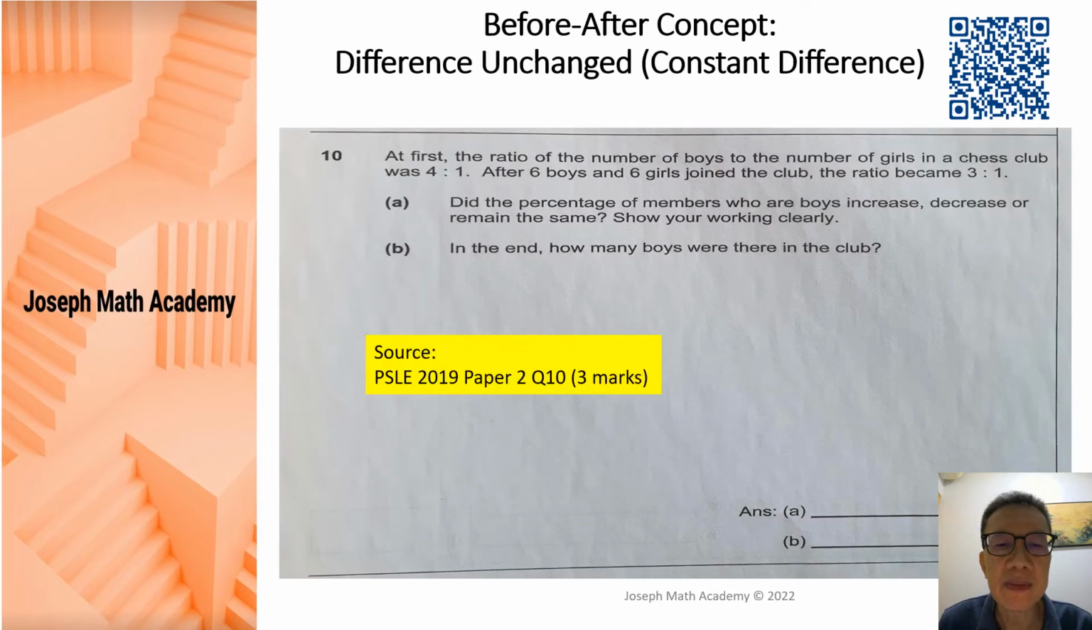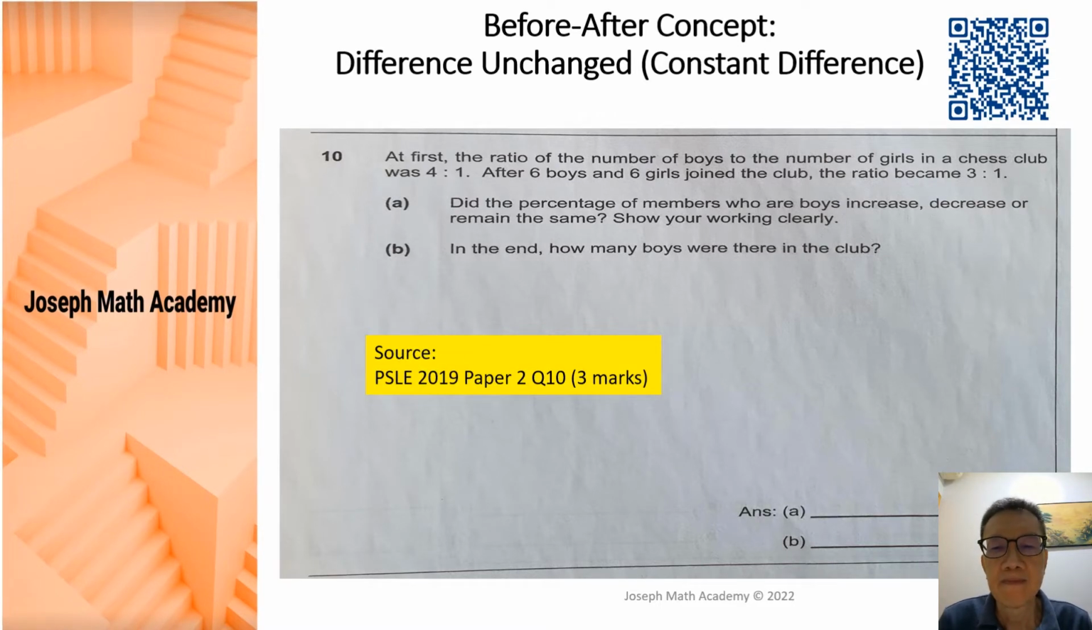Okay, let's move on. I am explaining this concept, difference unchanged, constant difference, using this PSLE question from the year 2019, paper 2, question 10. The method of solving goes like this. Before and after concept, difference unchanged, also known as constant difference.